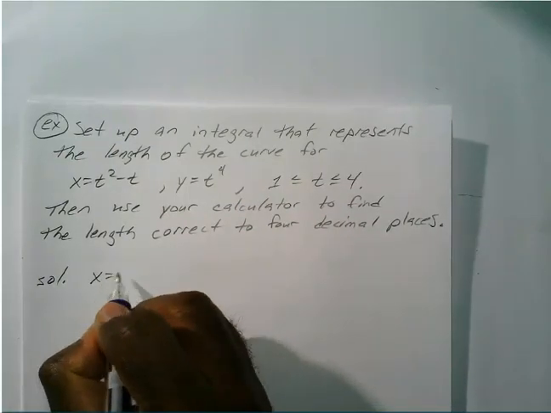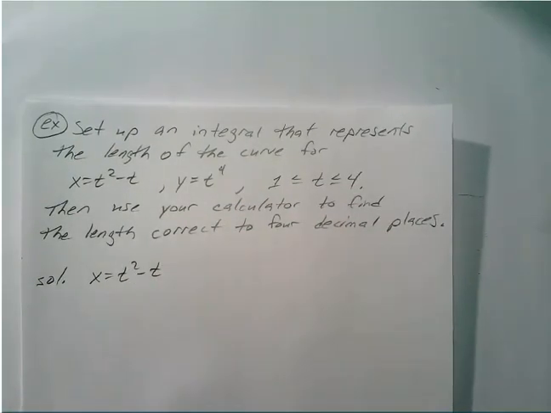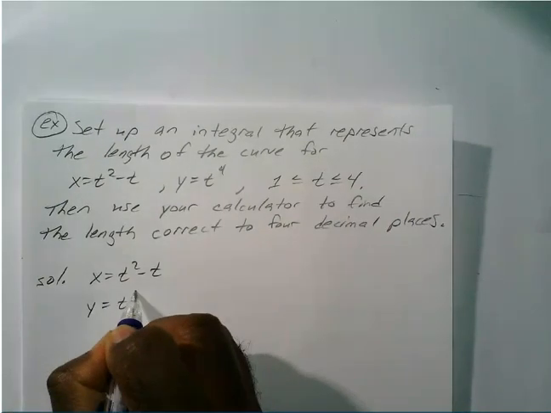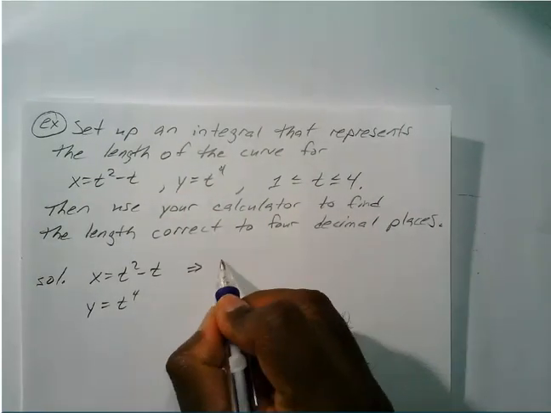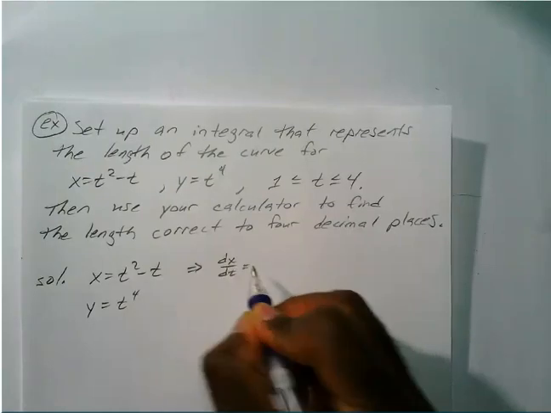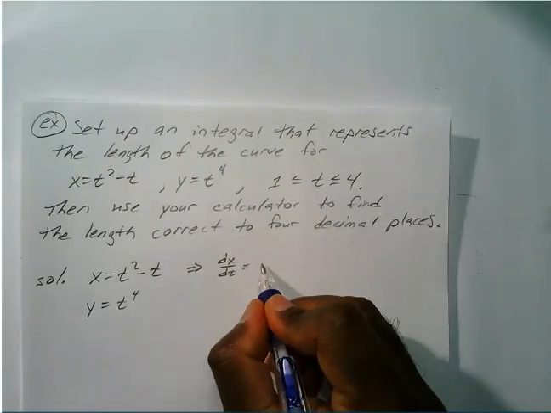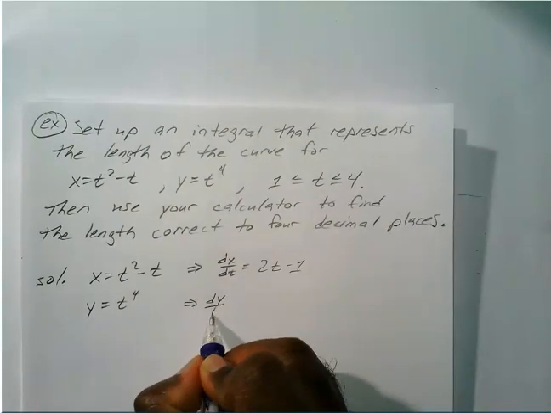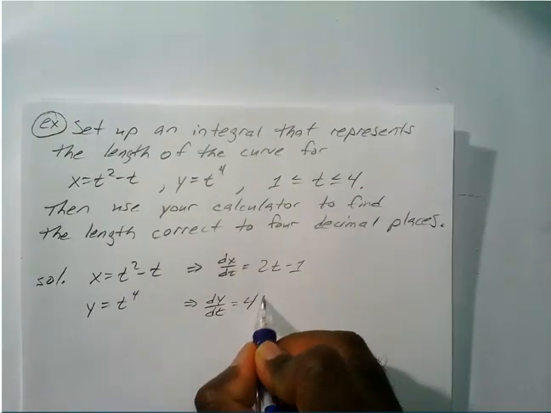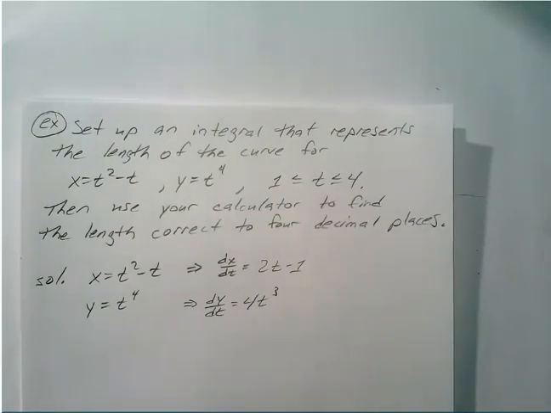So we know that x is equal to t squared minus t, and y is equal to t to the 4th. Okay, so the first thing we have to do, we have to find dx/dt and dy/dt. Okay, so dx/dt, first derivative with respect to t, is equal to 2t minus 1. And the derivative of y with respect to t is equal to 4t cubed. Okay, so we have our dx/dt and our dy/dt. Alright, so now all we do, we plug those into our formula.